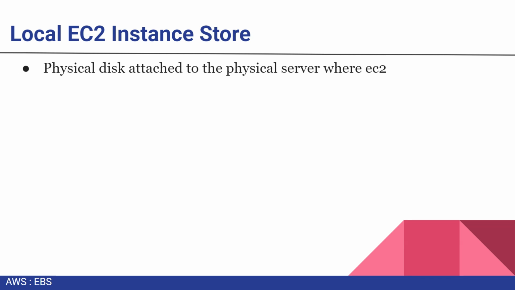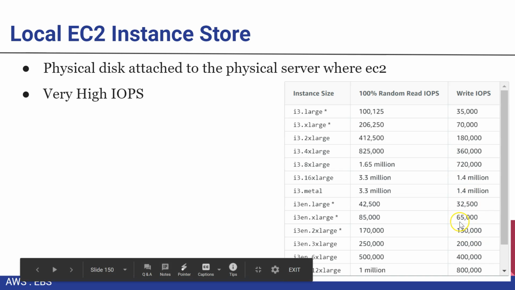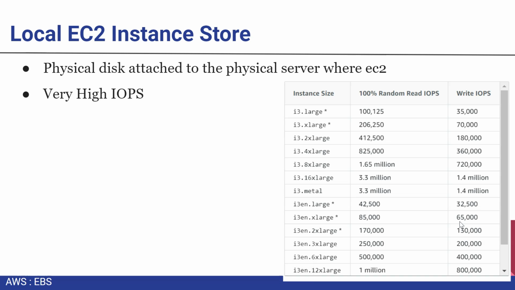The disk is physically attached to the server where the EC2 instance is launched, so it gives very high IOPS. This is the data taken from the AWS documentation. If you look at the high IOPS, you can see the i3.8xlarge gives 1.65 million random read IOPS, and write IOPS of 720,000, even more than that also. So very high IOPS is provided by instance store.